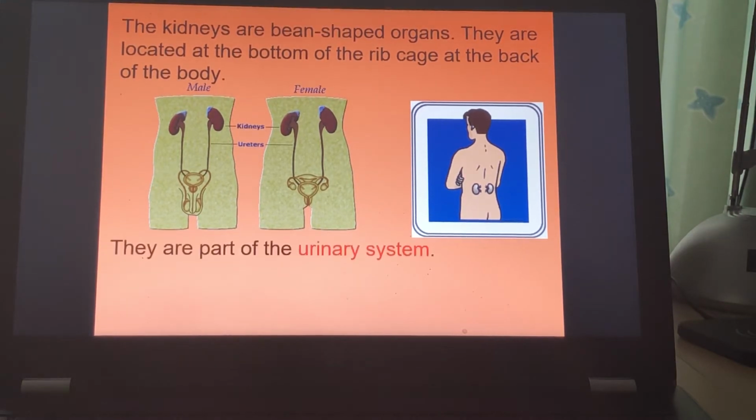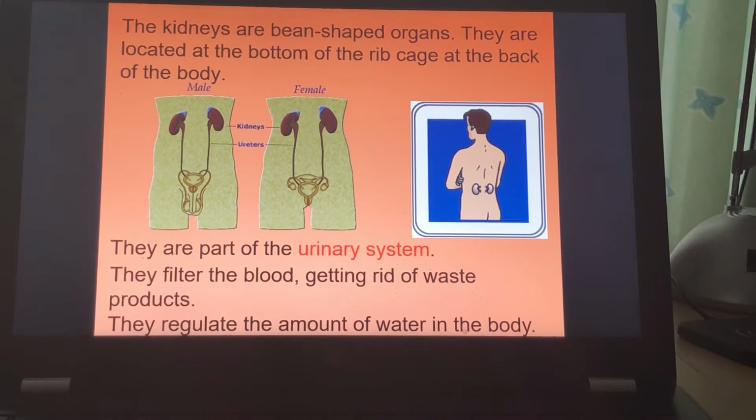So what do the kidneys do? They're part of the urinary system. That's the system that makes urine. And that means that they filter the blood, removing the waste from it, but they also regulate the amount of water in your body, and we said that was osmoregulation. Now, you need to get some of those words copied into your notes as well, so you might need to pause the video.